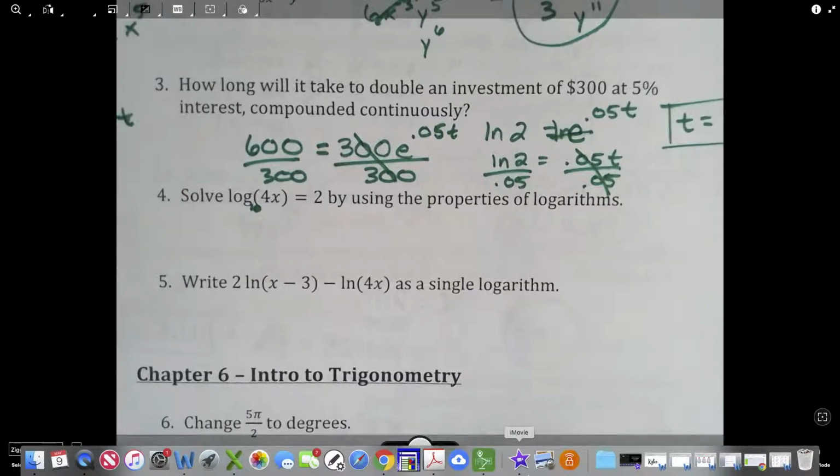Is it the square root of 10 is the 2, or is that 2 to the 4x? No. You were right.